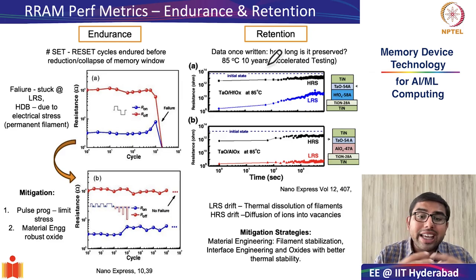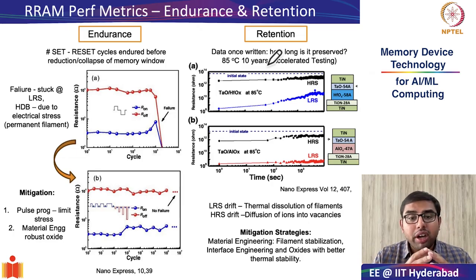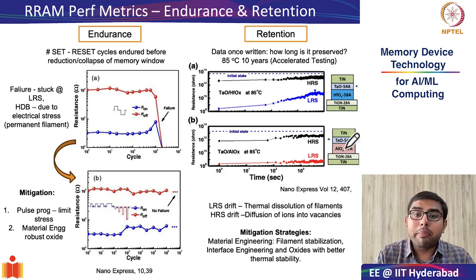So what could be the mitigation strategies to improve retention? They are primarily focused towards materials engineering. It is a combination of interface engineering and having oxides as the functional layer with much larger thermal stability. As you could even see, since the band gap of alumina is greater than that of hafnia, the filament which is formed in alumina, or aluminium oxide, is much more stable compared to that which forms in hafnia.